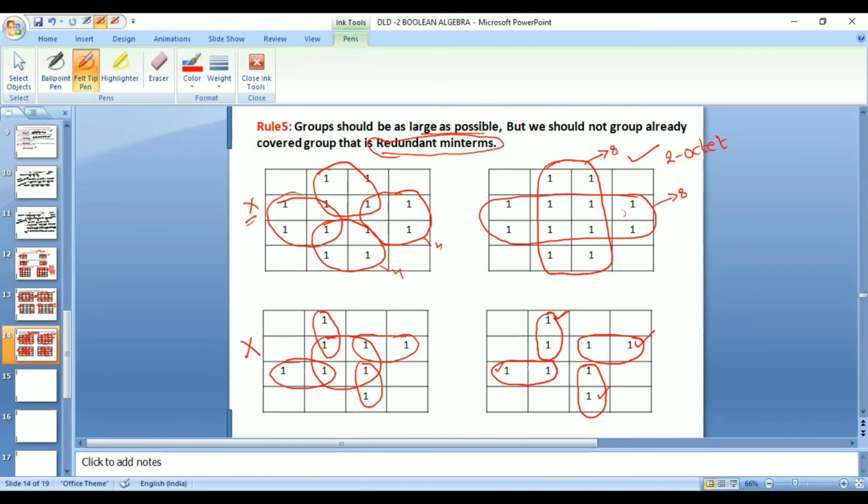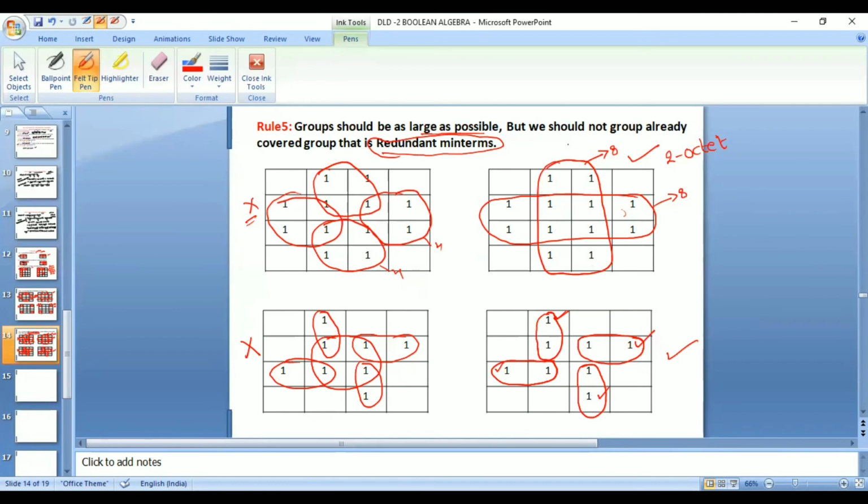Now, observe here. What I told, the groups should be as large as possible. Now, the point is here. Actually, if you observe here, the problem is over. This is the best way to group the minterms. If you see here, all the minterms are covered. There is no empty minterm here. All the minterms are covered. So that is the reason the problem is over here itself. So I told you the groups should be as large as possible. Yes, it is correct only.